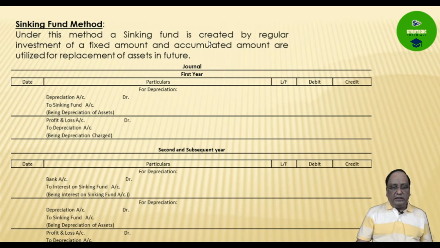Under this method, the sinking fund is created by the regular investment of a fixed amount, and the accumulated amount is utilized for replacement of the asset in future. So the journal for the first year is: depreciation debit to sinking fund, and P&L debit to depreciation. These are normal. In the second and subsequent years: bank account debit to interest on sinking fund account, simply because you are getting some interest from the second year. Depreciation debit to sinking fund account, and third, P&L debit to depreciation account.